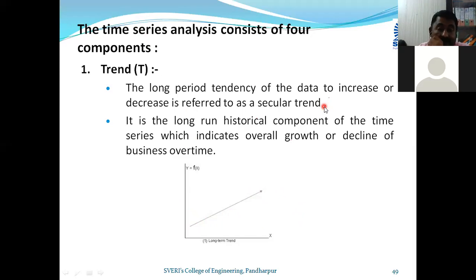And this trend, whatever trend we are using, friends, you might have used the word before maybe 15, 20 or n number of times. आता त्याचा ट्रेंड नाही राहिला किंवा आता हा नवीन ट्रेंड आलाय किंवा बाजारात असं चाललेलं आहे. What is this? This is nothing but the long period tendency of the data to either increase or decrease. It may not be the case that it should increase always. एखादा ट्रेंड डाऊन मध्ये असतो, एखादा ट्रेंड अप मध्ये असतो. So it is the long run historical component based on the data.